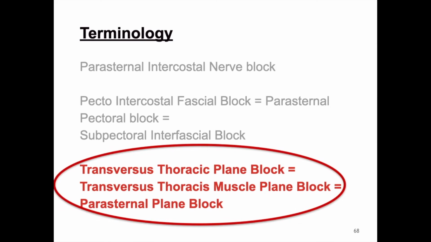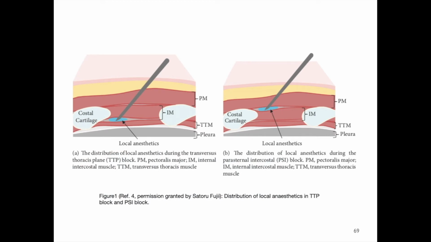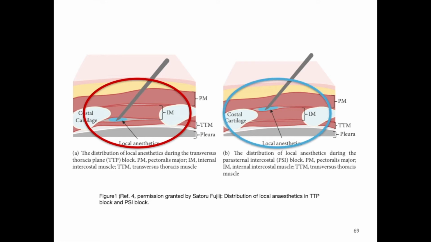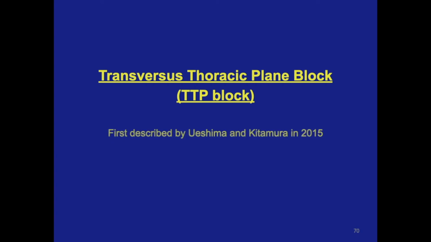Finally, we come now to the subject of this presentation, the transversus thoracic plane block, which is also called transversus thoracic muscle plane block or parasternal plane block. For simplicity from now on, let's use the term TTP block. As a reminder, the TTP block is in contrast to the previously described parasternal intercostal nerve blocks or PIN blocks, where local anesthetic is injected between the pectoralis major and the internal intercostal muscle. The transversus thoracic plane block was first described by Ueshima and Kitamura in 2015.